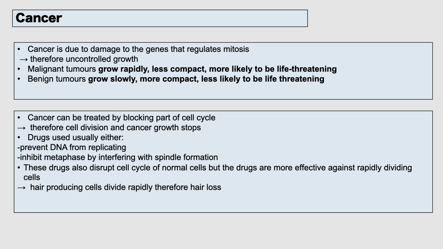These drugs also disrupt the cell cycle of normal cells, which is a disadvantage, but the drugs are more effective against rapidly dividing cells. Hair-producing cells divide rapidly, and therefore these drugs usually result in hair loss.